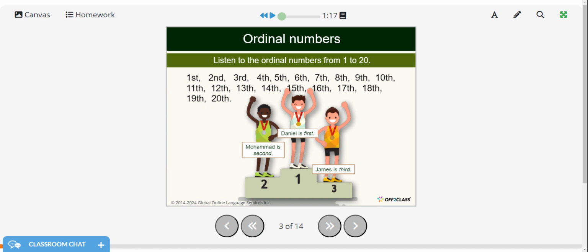And one thing you can notice about ordinal numbers is that it's only the numbers that end in 1, 2, or 3 that have something other than the th ending. Everything else has the th ending. But if the number ends in 1, 2, or 3, then we would say, you know, first, 31st, 22nd, 43rd, something like that.